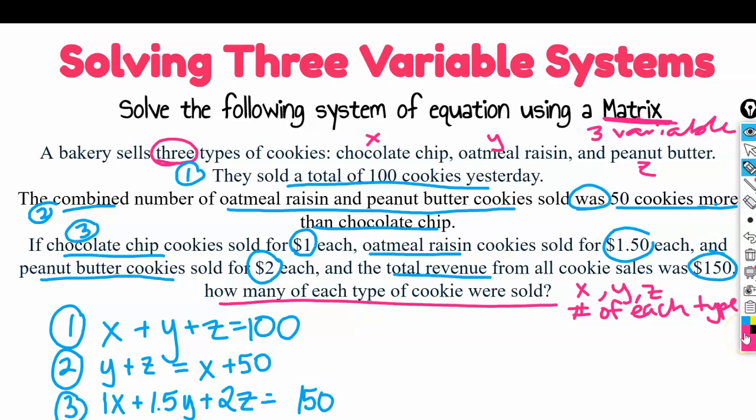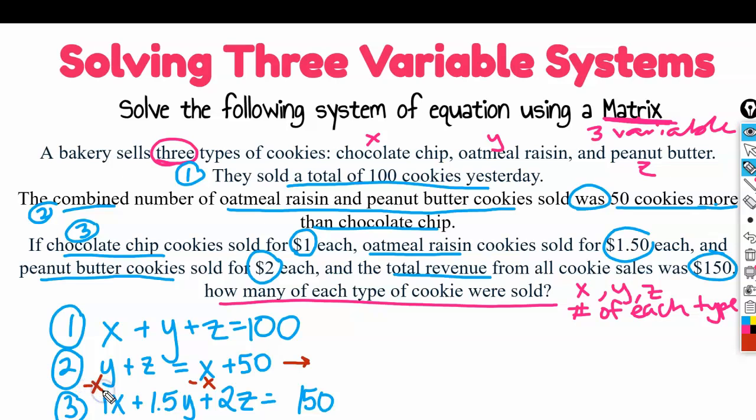Now I have my 3 equations that have 3 variables. How am I going to solve this? I'm going to use a matrix. First thing I have to check though is that all of my equations equal to a number. I don't want to have a variable on the side. So in my second equation, I do see that there is an x with the 50. I want to get rid of that x, so I'm going to move it over to the other side of the equal sign.